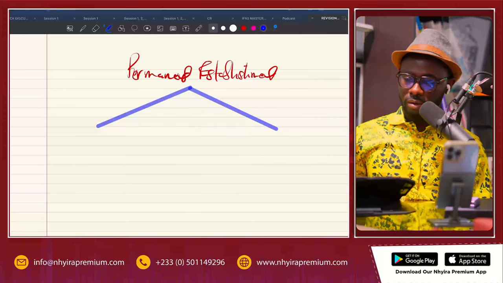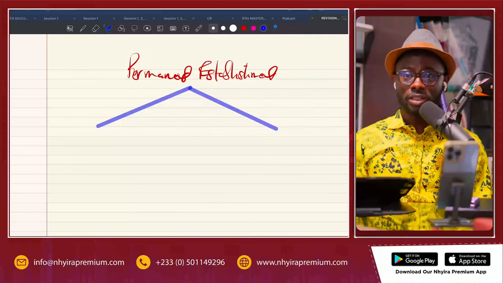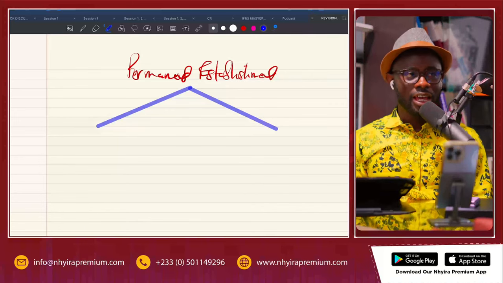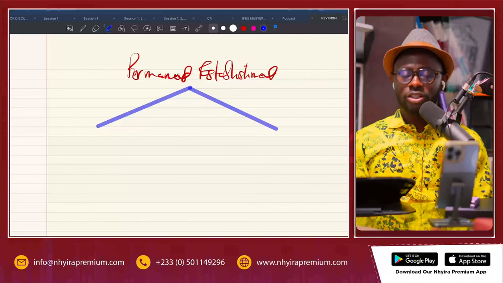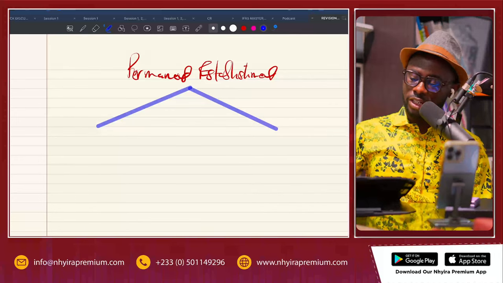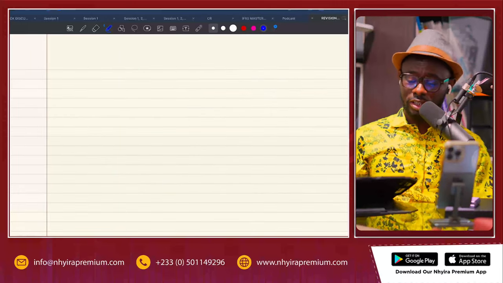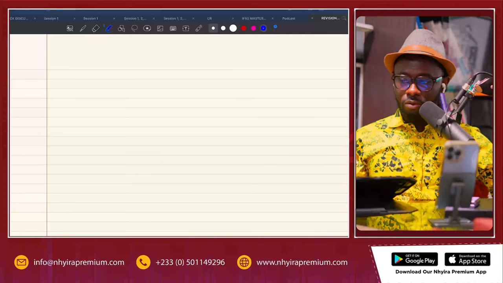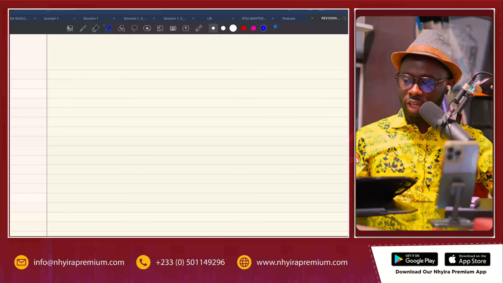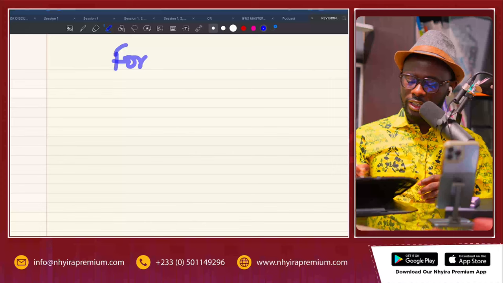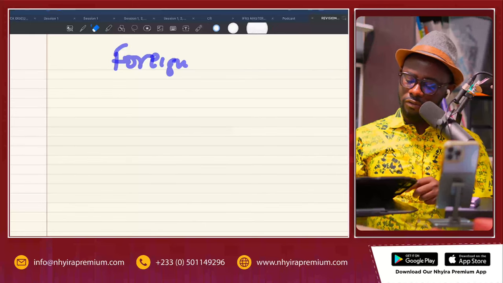Now, the concept of permanent establishment is like a branch of a company. There's a question that the examiner can ask you. Again, this is just for advanced taxation students. Maybe we have an investor, a foreign entity seeking to have a presence in Ghana.